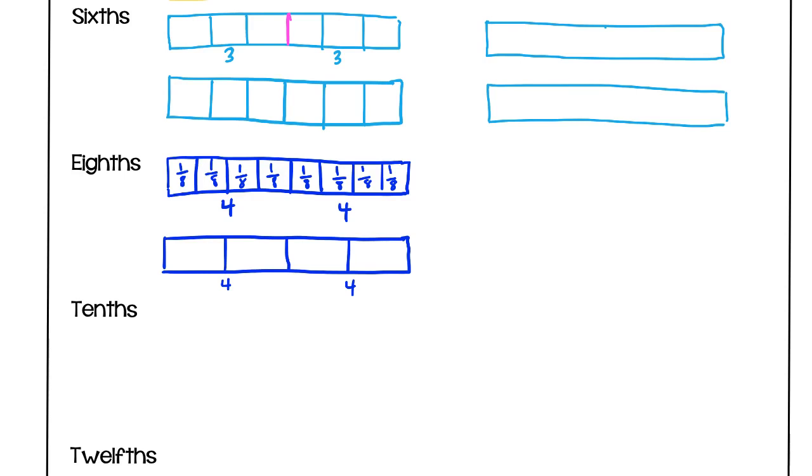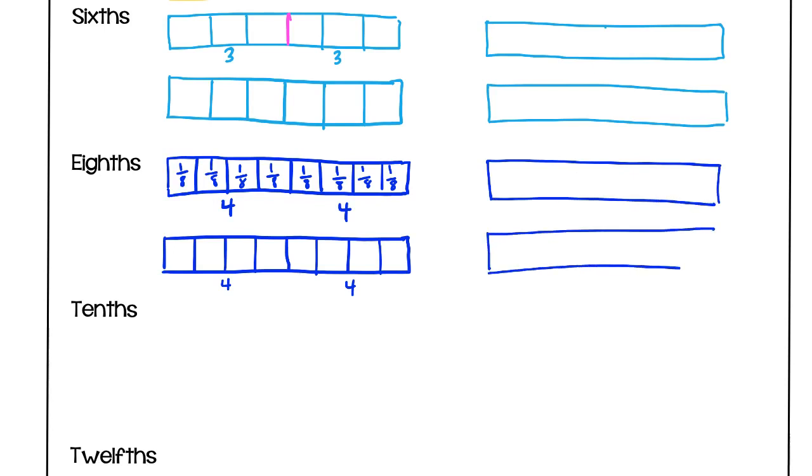Now I still need 4 pieces. I only have 2, so I better split them in half again. Split them in half again. Now I have 8ths. I want you to do that 2 more times. Go ahead. Do that. Pause the video.